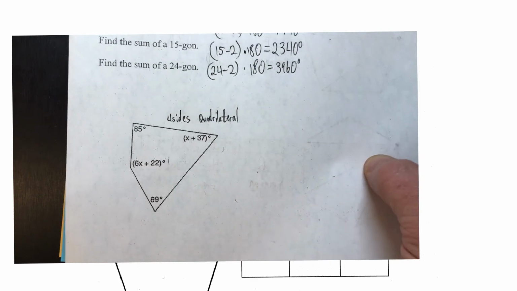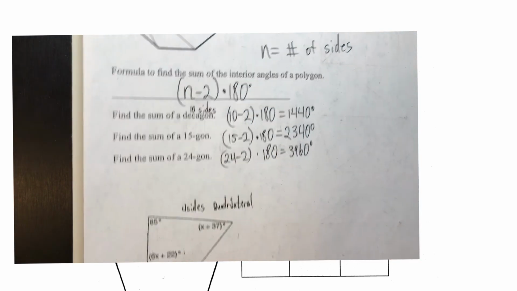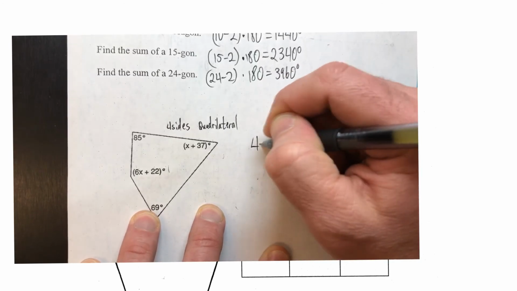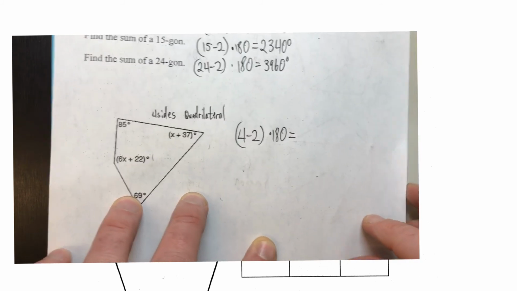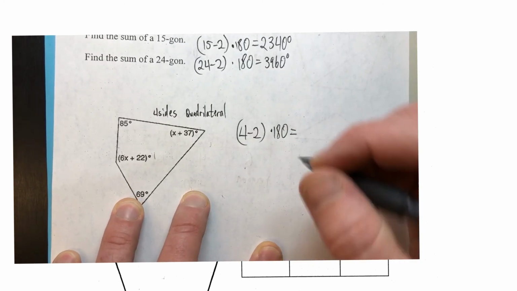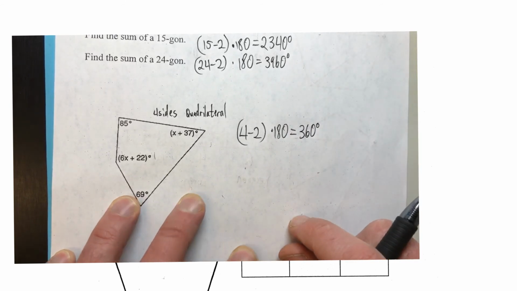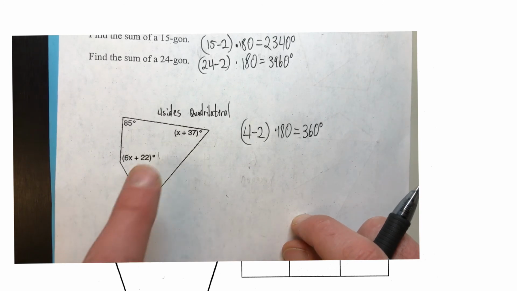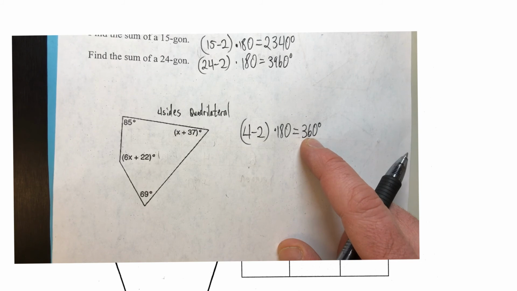To 360, okay? But let's say I get to this problem and I have a brain fart and I just forget, okay, what do those add up to? Well, just use this formula right here, okay? There's 4 sides, so I'm going to do 4 minus 2 times 180. What is 4 minus 2 times 180? It's 360. So these 4 angles are going to add up to equal 360.